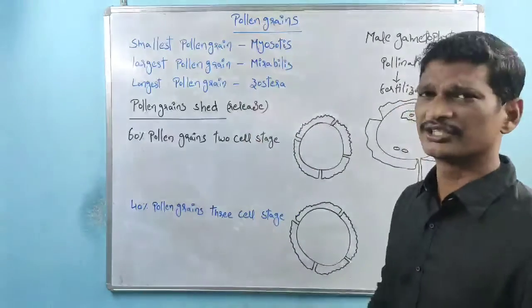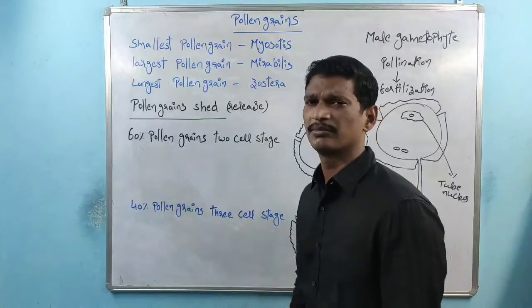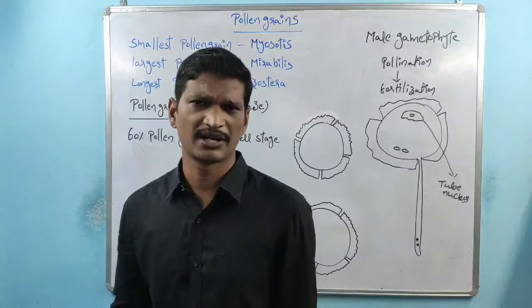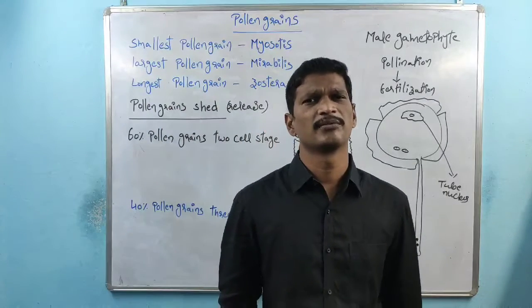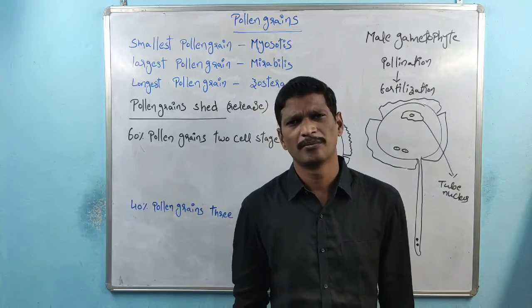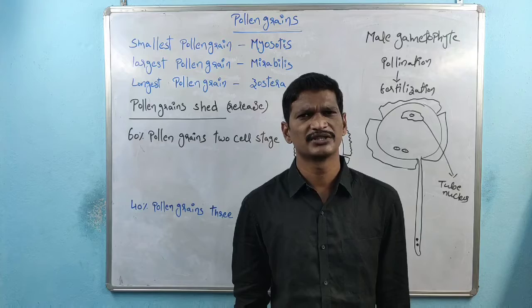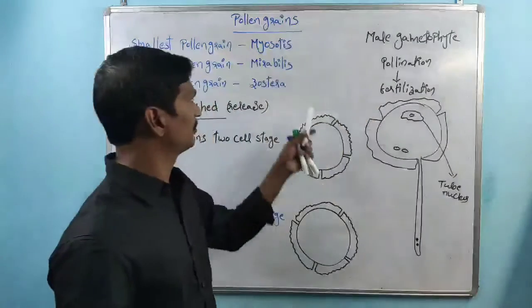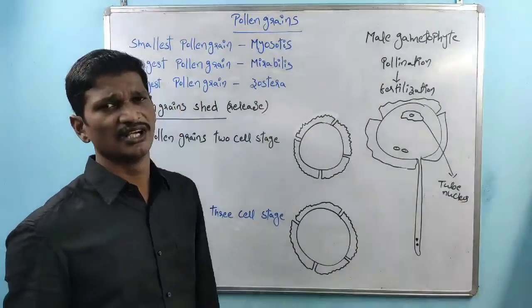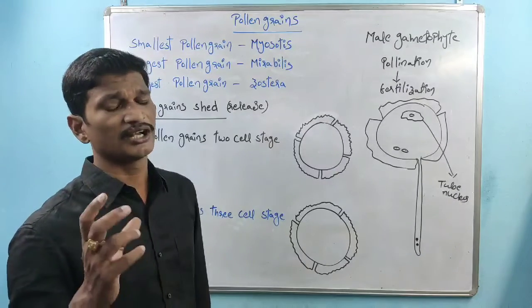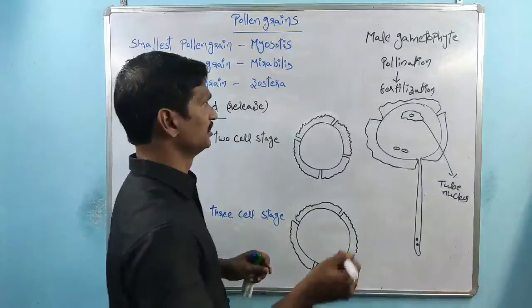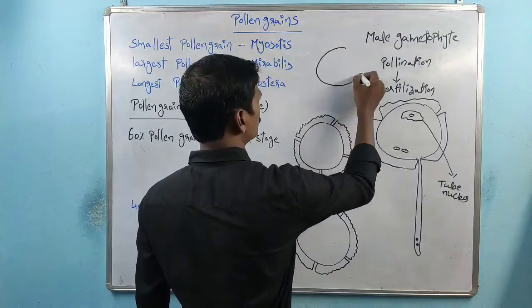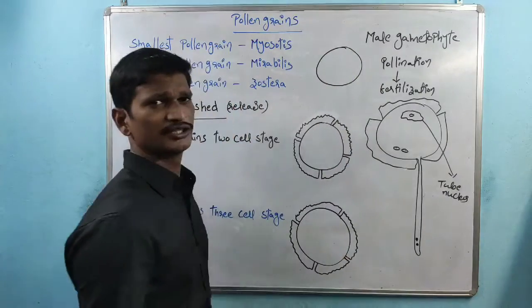And coming to the largest pollen grain, see, Mirabilis. The plant name is Mirabilis. We know about Mirabilis, in Telugu, Parijatam. So Mirabilis is the plant name. It produces the largest, not longest, pollen grain. See, this is the largest pollen grain.